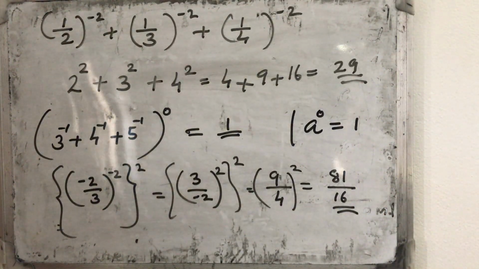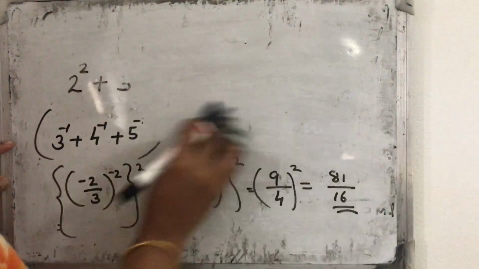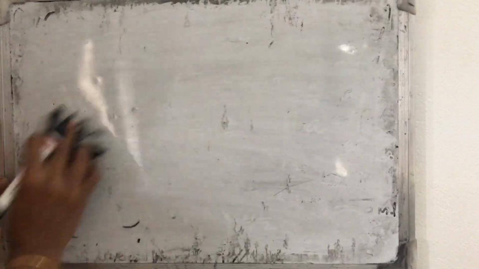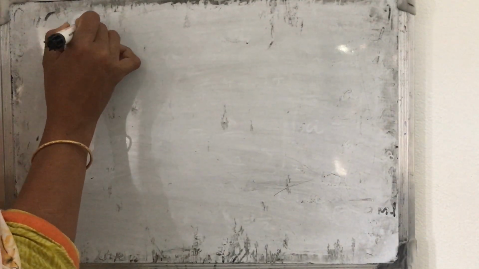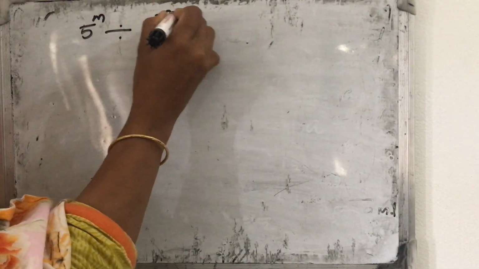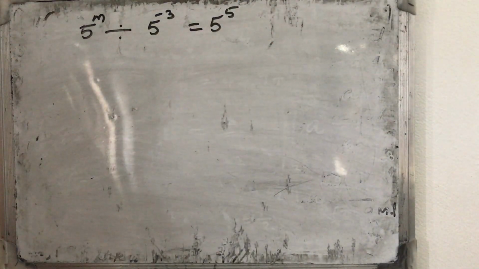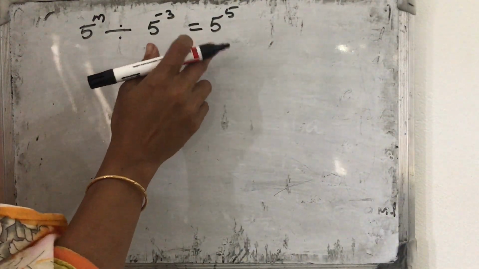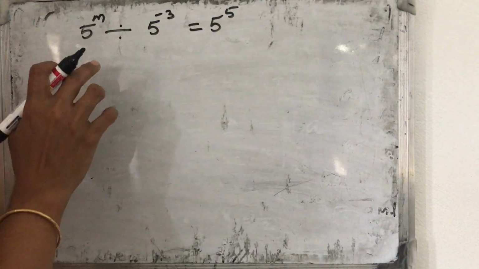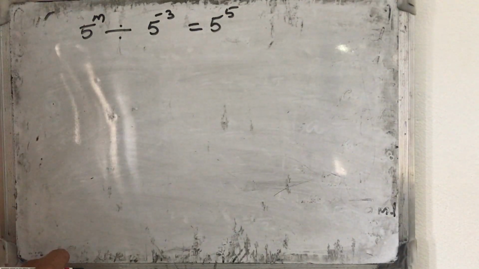Okay. Now the next question: using this exponents law we can find out the value of an unknown. It's a very important question. Look, one question is given. Find the value of m for which 5 raised to m divided by 5 raised to minus 3 equals 5 raised to 5. From this equation, how can we find out the value of this exponent m?